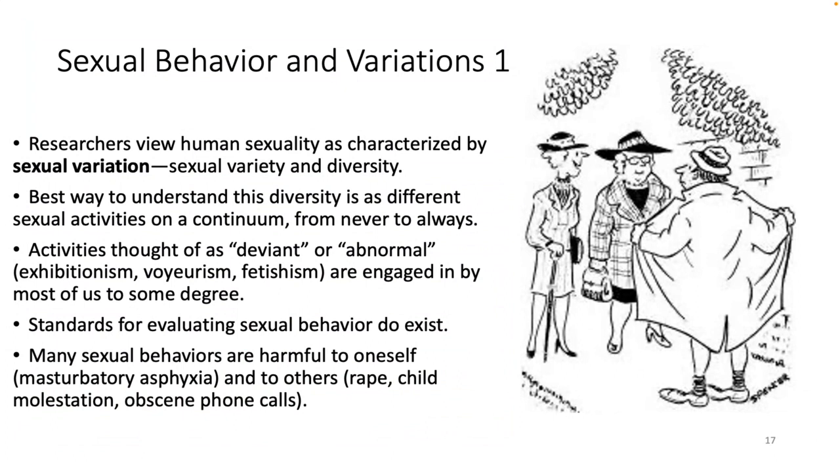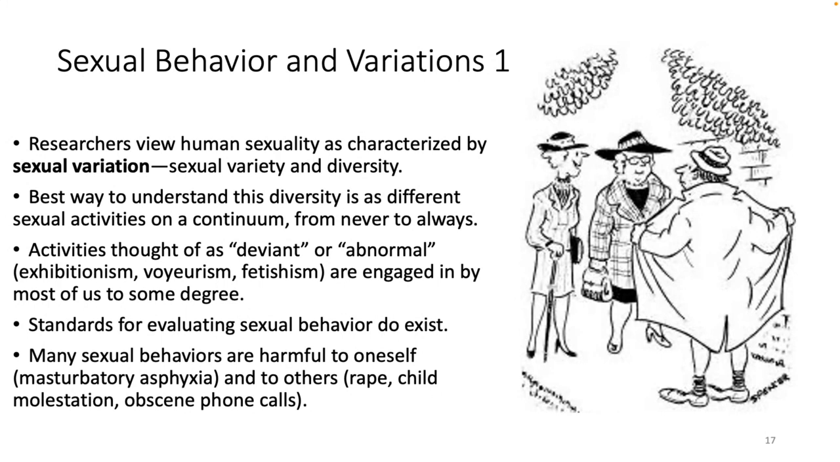But we tend to think of activities as deviant or abnormal and normal. But even these activities that are labeled deviant or abnormal are oftentimes engaged in by some of us or most of us to some degree. Exhibitionism, voyeurism, which is watching, having a fetish. So even though these are termed abnormal, they tend to be more normal than we generally think. And then there's also no definite standards for evaluating sexual behaviors. There's not a checklist, there's not a survey to tell us whether or not we're engaging in normal or abnormal behavior.